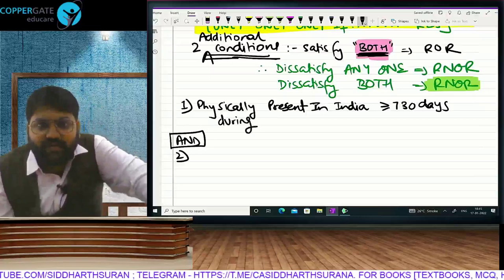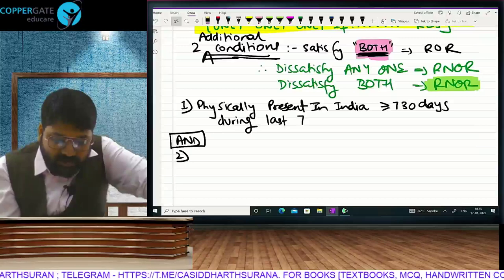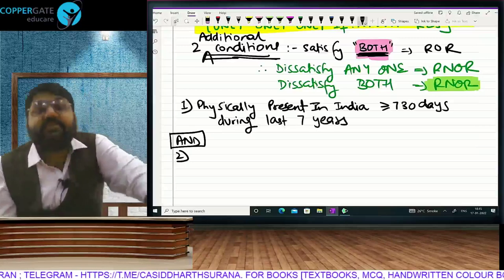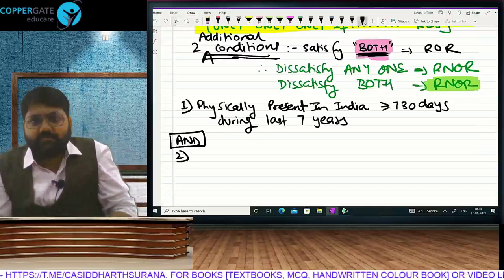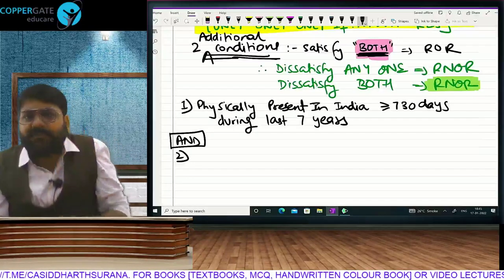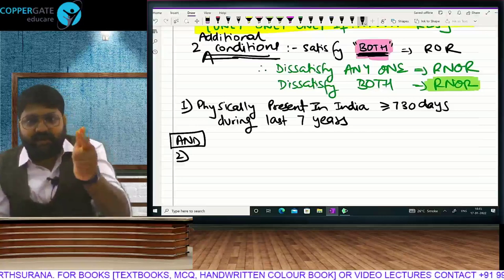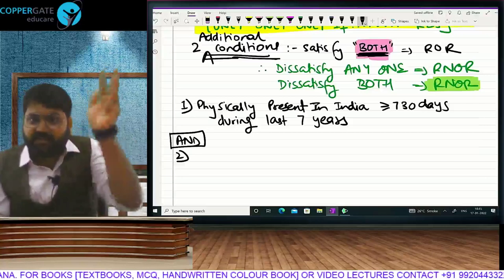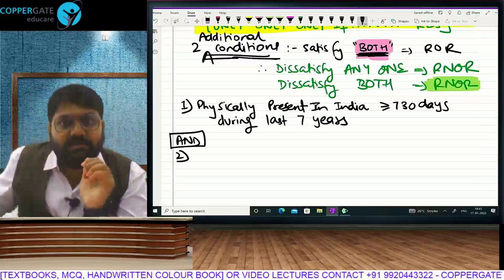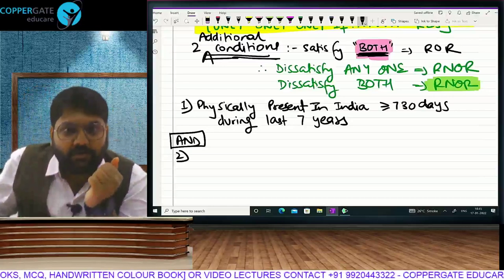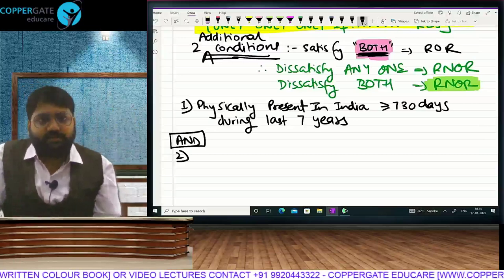What did we write in the 365 condition? Last 4 years. So this time we will write last 7 years. 730 days in last 7 years. I think 4 years we have already identified from 17-18 till 20-21: 17-18, 18-19, 19-20, 20-21 in the 365 condition. We already identified 4 years. Now we get 3 more years, because total is 7, no? Go in reverse order and identify which are those 3 extra years after 17-18.